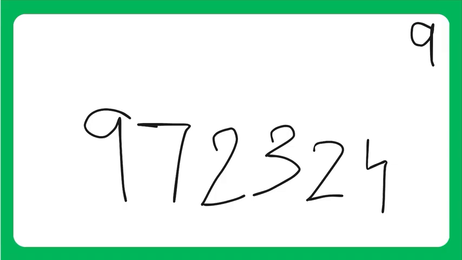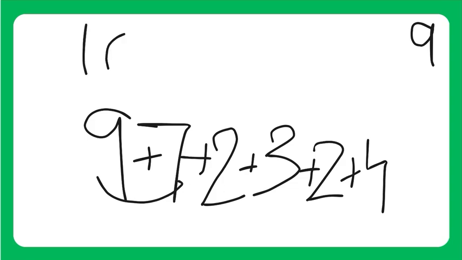So quite big, right? This is another easy one, like 3. You have to add up all the numbers, and this is actually quite a long one. So I'm going to do 9 plus 7, 16. 16 plus 2, it is 18. 18 plus 3, it's 21. 21 plus 2, it's 23. And 23 plus 4, it is 27.